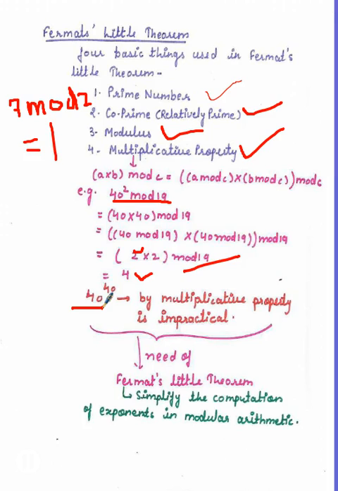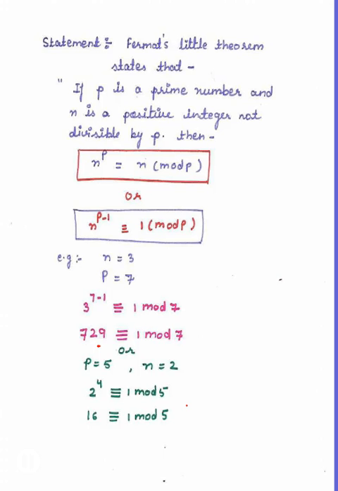So to overcome this problem, here is the need for Fermat's little theorem. Fermat's little theorem simplifies the computation of exponents in modular arithmetic. First, we will study the statement of Fermat's little theorem. What is the statement of Fermat's little theorem?